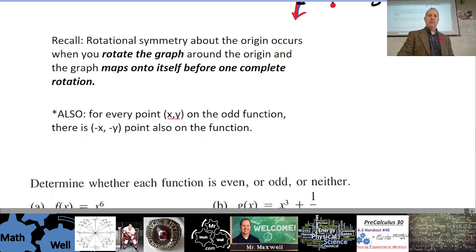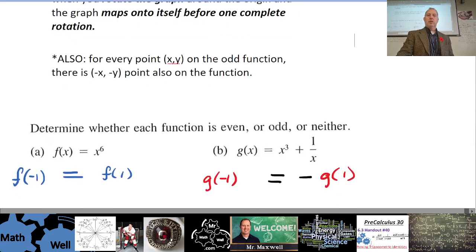So if you find one single point on an odd function that has rotational symmetry about the origin, you can always count on this too. Whatever point you find, a local max or whatever, there's also a mirror local min. Okay, determine whether each function is even or odd or neither.